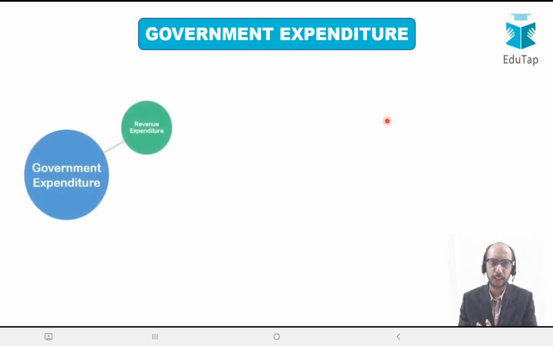Government expenditure can be classified under two heads: revenue expenditure and capital expenditure. This is no different from government receipts. Government receipts are also divided into revenue receipts and capital receipts. Government expenditure has likewise been divided into revenue expenditure and capital expenditure.